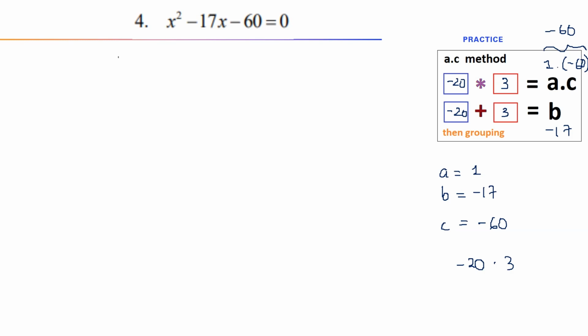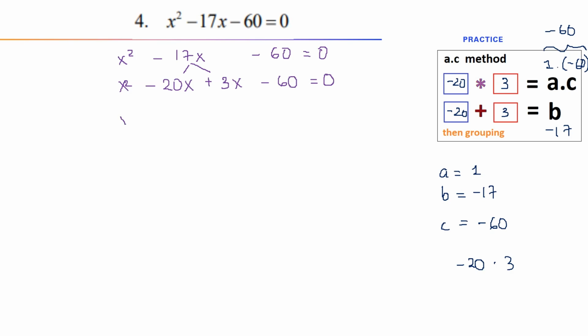Alright, now we rewrite it. x squared minus 17x minus 60 equals 0. x squared minus 20x plus 3x minus 60 equals 0. So this comes from negative 17x.